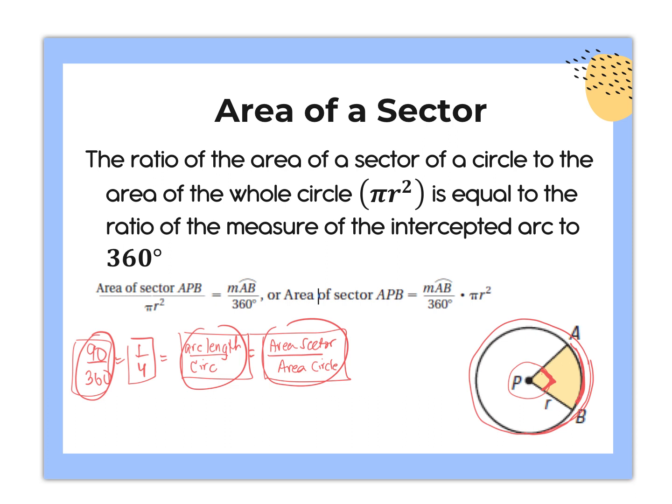Or you can just use the formula. There is a formula for the area of a sector, just like there was a formula for the arc length. The area of the sector is basically the ratio of the central angle over 360, times the area of the whole circle. And that's going to tell you the area of the piece, or the sector. So again, I use proportions, but you can use the formula. We will do examples of both so that you get comfortable with it.